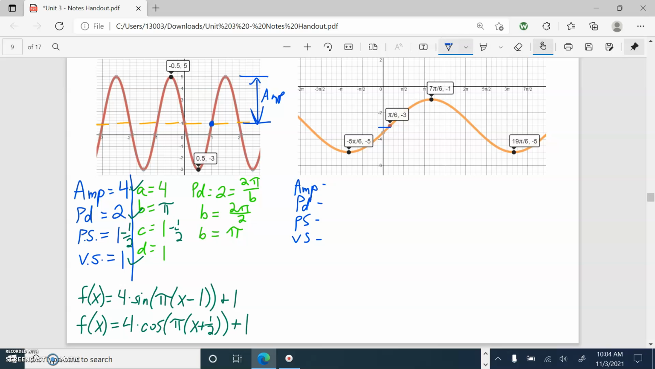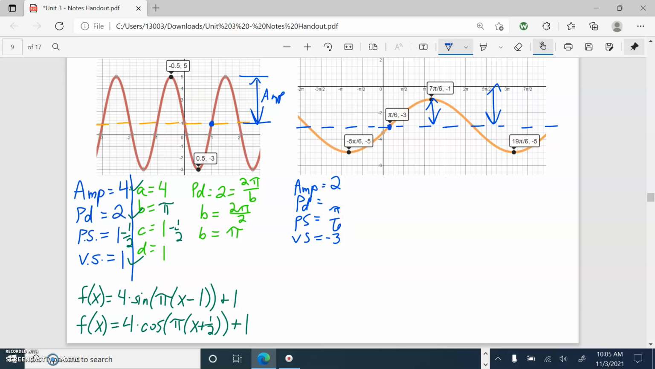So here, that's our midline. And so from there, we can find our amplitude and our vertical shift. So amplitude is 2. Our vertical shift is down 3. In this case, our sine, this pi over 6 mark, that should be as the midline, should be on the y-axis. It's not. So our phase shift for sine is pi over 6.